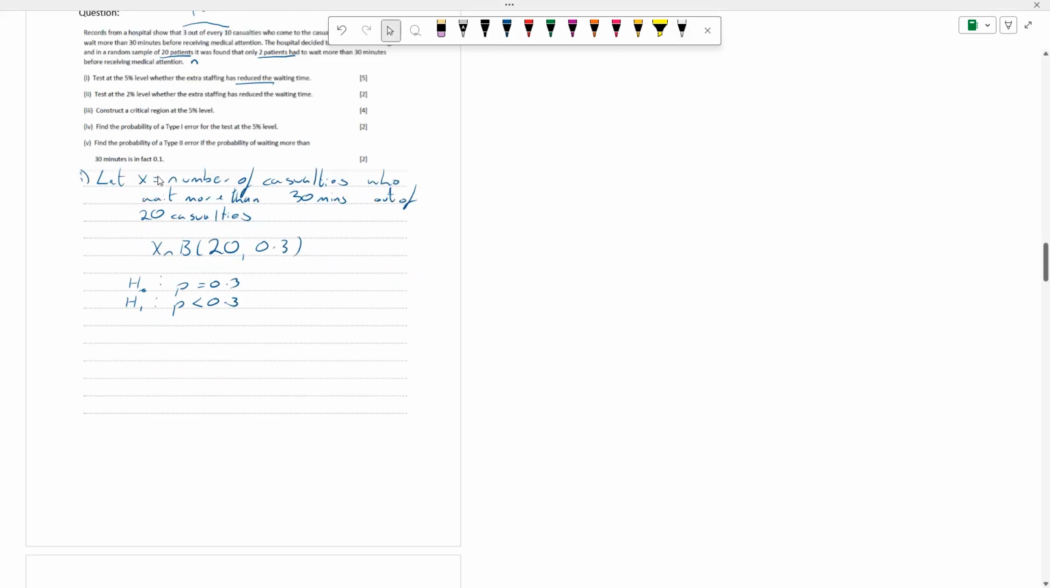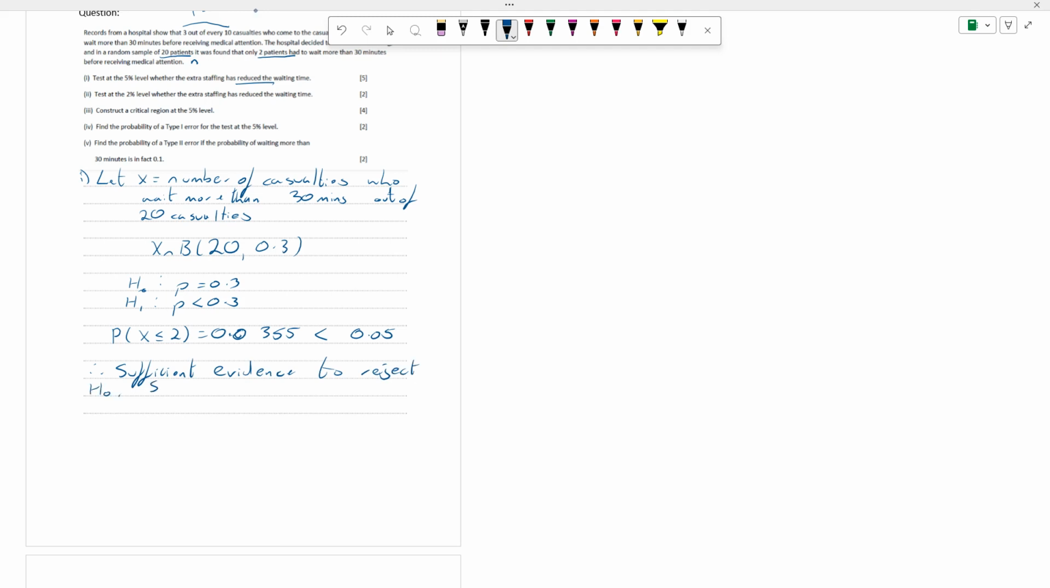I've got a 10% significance level, so I'm going to do the probability. I've got only 2 patients, so I'm testing for less than, so I'm going to do less than or equal to 2. With this current distribution, that gives me 0.0355, which I'm going to compare to 5%. It is less than 5%, so therefore, sufficient evidence to reject H0.